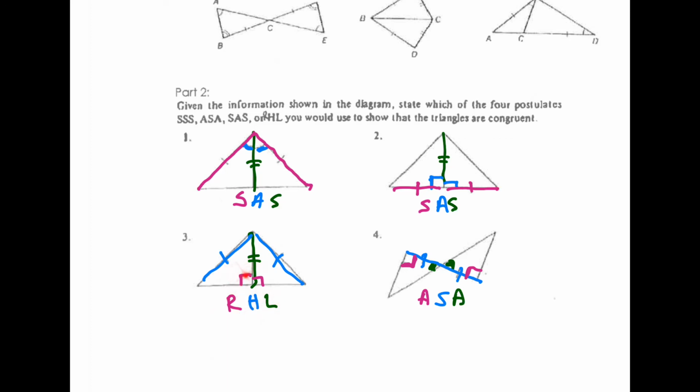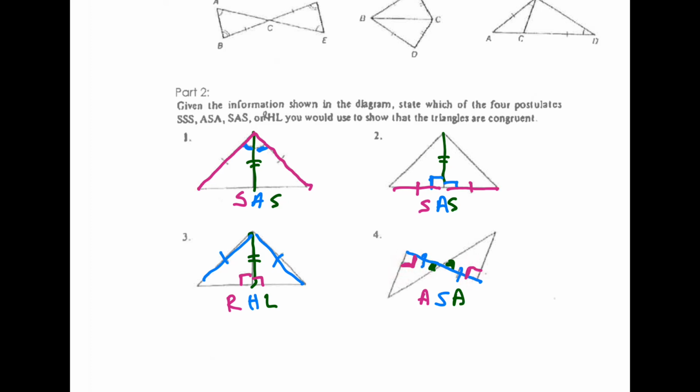So question 3 is my first RHL. Once again, we have right angles, so that's the first part of it. We have our hypotenuse is congruent. Remember, hypotenuse is the side across from the right angle. And then we have one pair of legs congruent. And once again, it doesn't matter which pair. So it could be the reflexive side here, or it could be the other side. It doesn't matter as long as we have at least one pair there. And we do have that reflexive leg. So we have RHL.